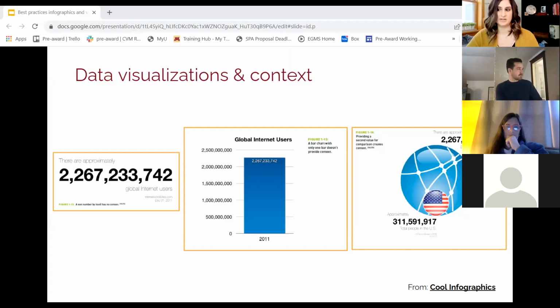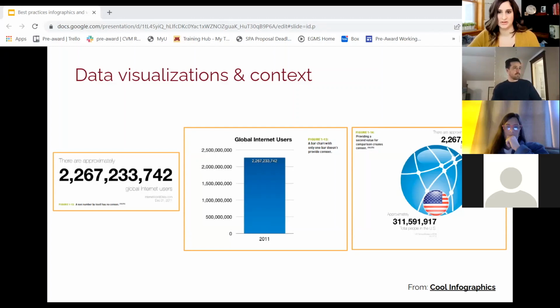If you're just giving a number, this is the number of global internet users. Yeah, 2.2 billion is a lot, but I don't really know what that means. If I don't know how many users there are in the world or how many people there even are in the world, that number doesn't really mean much if I'm trying to make a point. Same thing with that middle graphic. You might go, okay, well, I'll visualize it. Well, this still isn't really that great of a visualization.